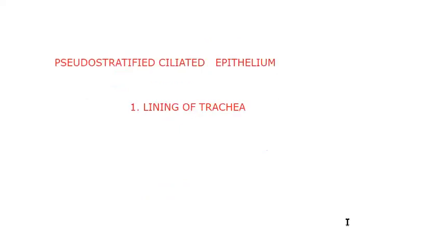Next, pseudostratified ciliated epithelium: lining of trachea. Next, pseudostratified non-ciliated epithelium. Example: epididymis. So these examples need to be revised again and again. Need to repeat this again and again.